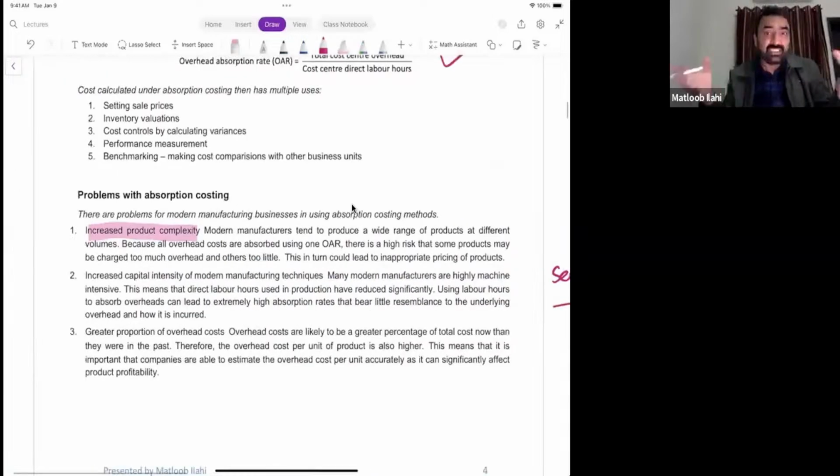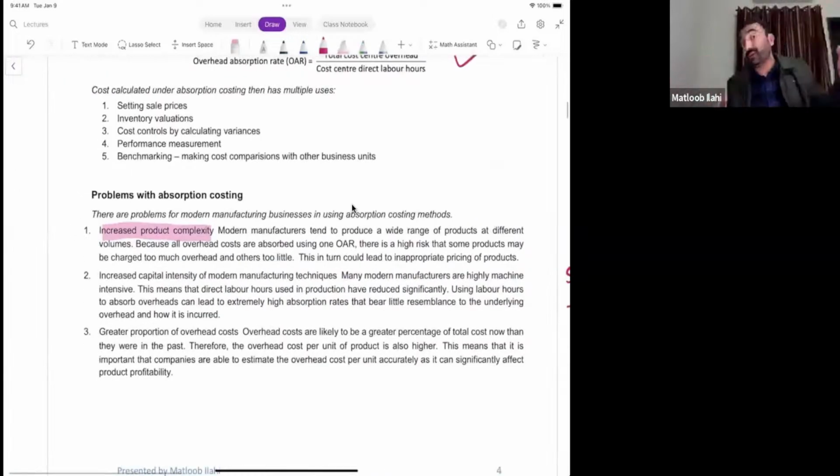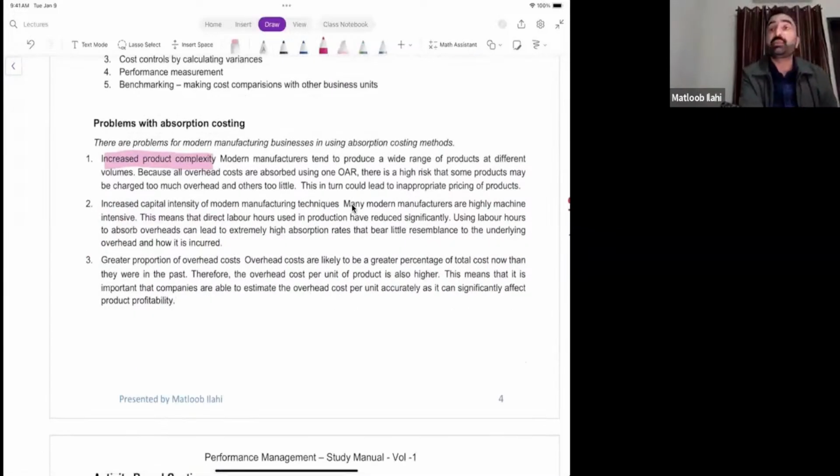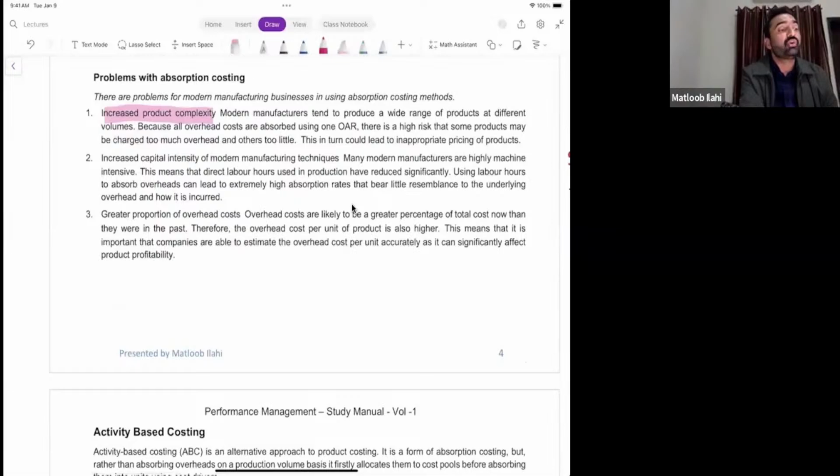And interestingly, this phenomenon was not in the past. This is modern day manufacturing. So that's why the nature of overheads have changed. The third point is the greater proportion of overhead cost.